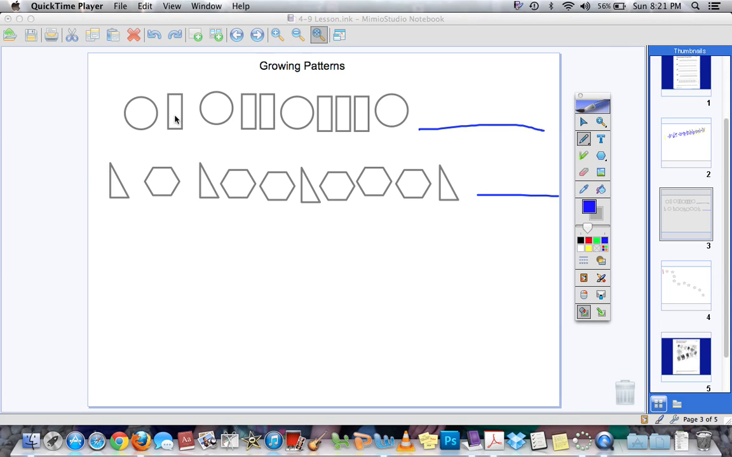All right, so hopefully you thought and you decided on the rectangle, because if you did, you are correct. We start out right here with one rectangle, then we go to our circle, we go to two rectangles, circle, three rectangles, circle. Now here's where we need to decide how many more rectangles we need. So think in your head, think about the pattern, how it grows. 1, 2, 3. I'm going to give you about 5 seconds.